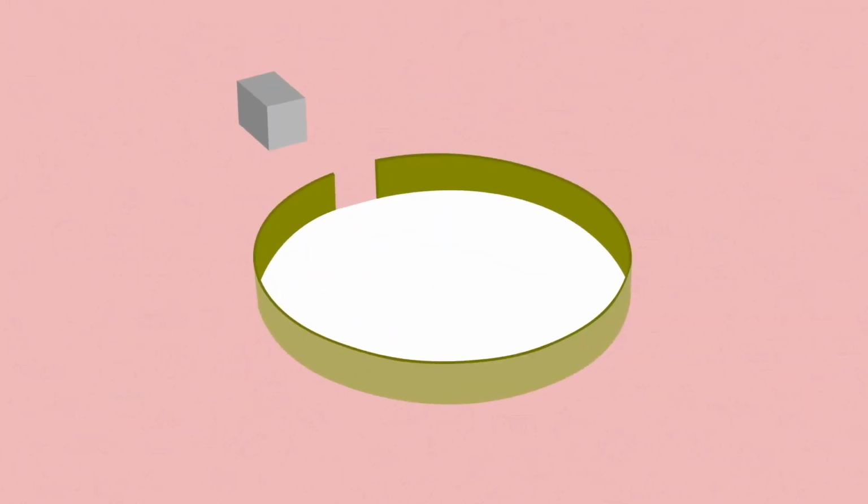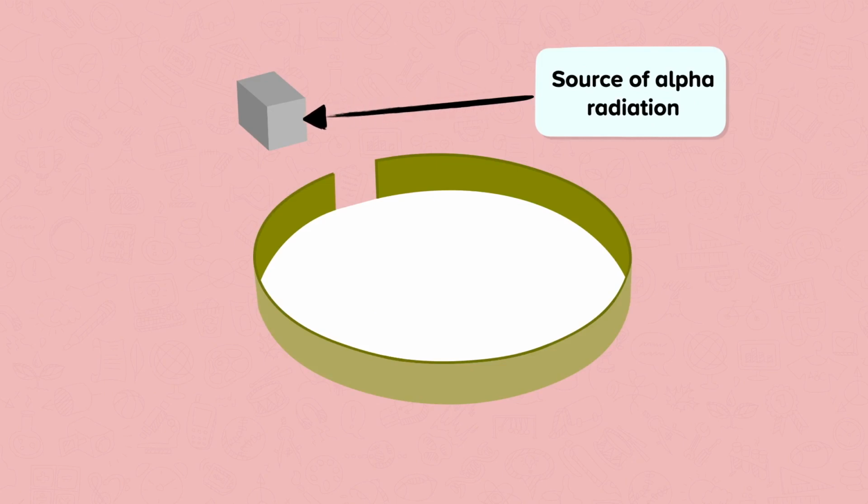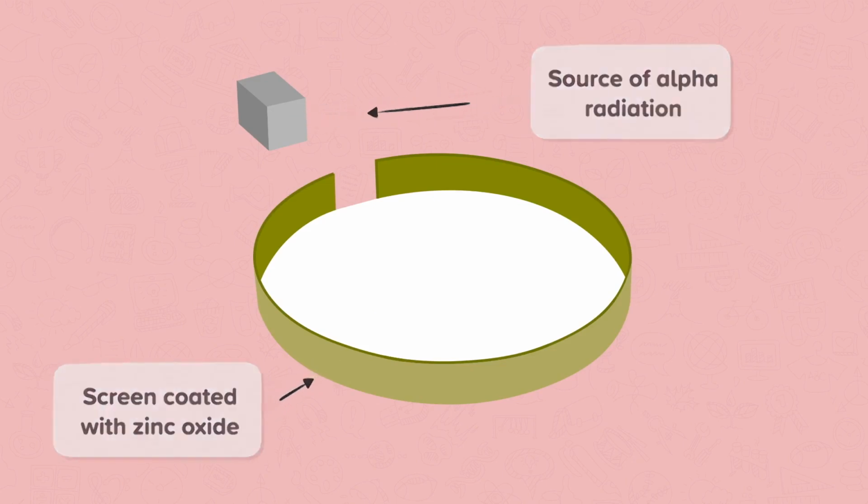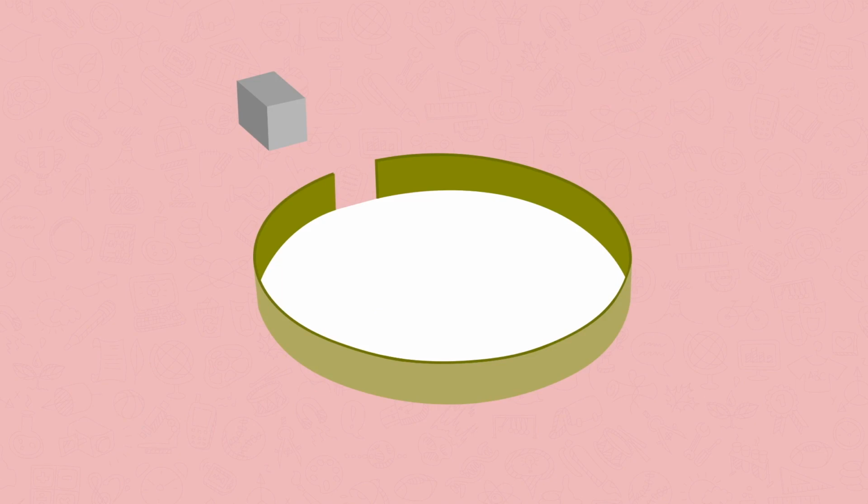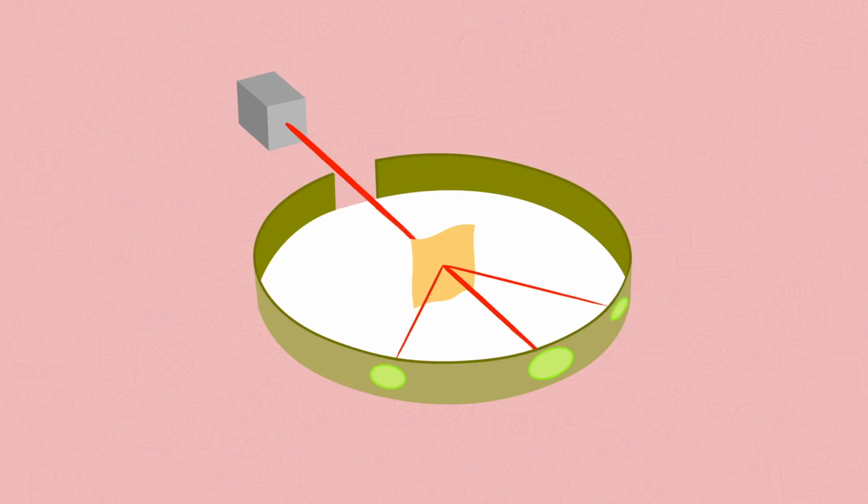So now we have this equipment. Again, we have the source of alpha radiation, and we have the screen coated with zinc oxide. And what we were expecting is the beam of alpha particles would come through and hit the screen and fluoresce. Instead of all of the particles going through, this is what happened. Most of the particles went through, as expected. However, some were deflected through a small angle, and a very small amount were deflected through a large angle.